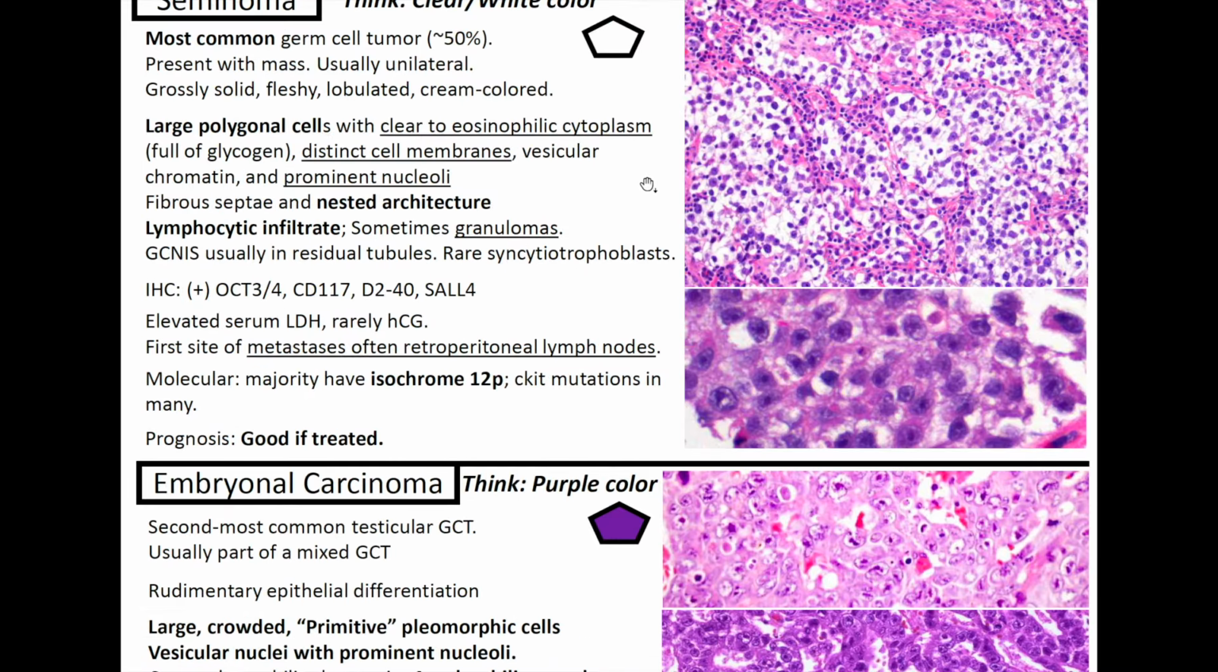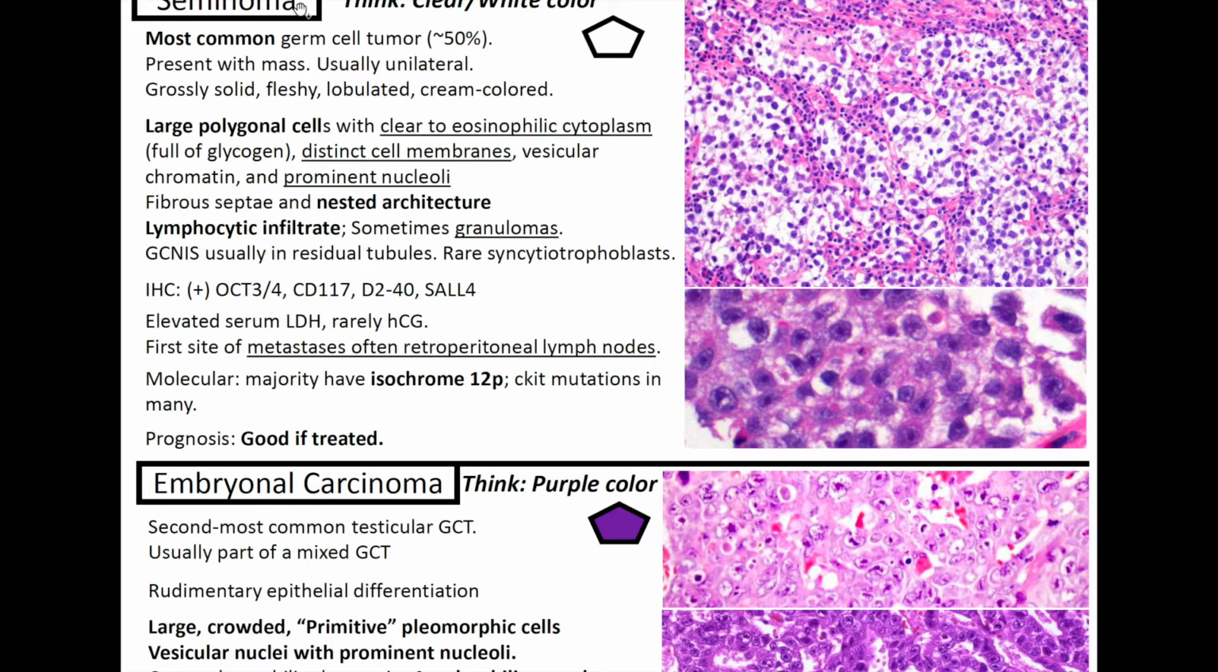Yeah, so next entity, and I really like how Kurt's Notes does this. He always has these excellent mnemonics and things to think about. So for a seminoma, you want to think clear or white color. So just glancing at the photos, we see a lot of white and cleared out areas. So seminoma is the most common germ cell tumor. About 50% of testicular tumors or germ cell tumors are seminomas, and they will present with a mass, usually unilateral.